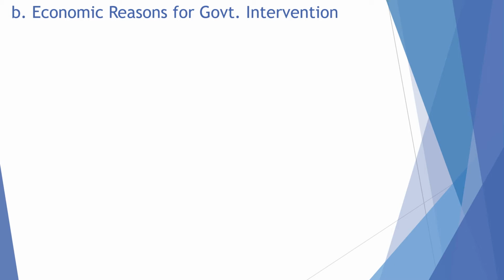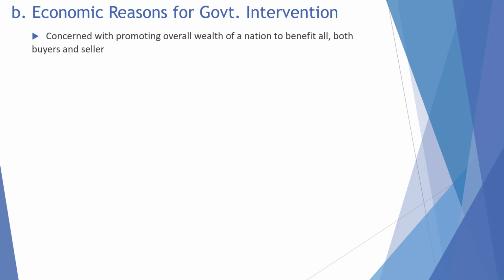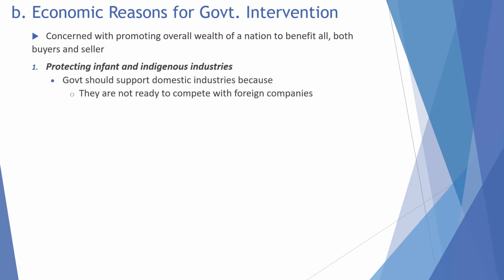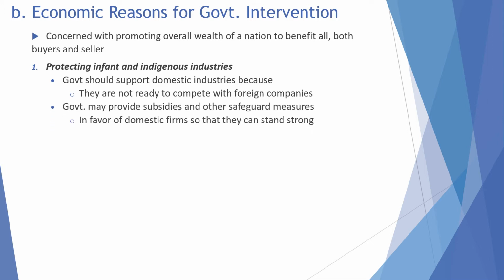Now we have economic reasons for government intervention, which are concerned with promoting the overall wealth of the nation, for the overall benefit of both buyers and sellers. One is protecting infant and indigenous industry, where the government should support domestic industry because it is not ready to compete with foreign companies. The government may provide subsidies and other safeguard measures in favor of domestic firms so that they can stand strong.